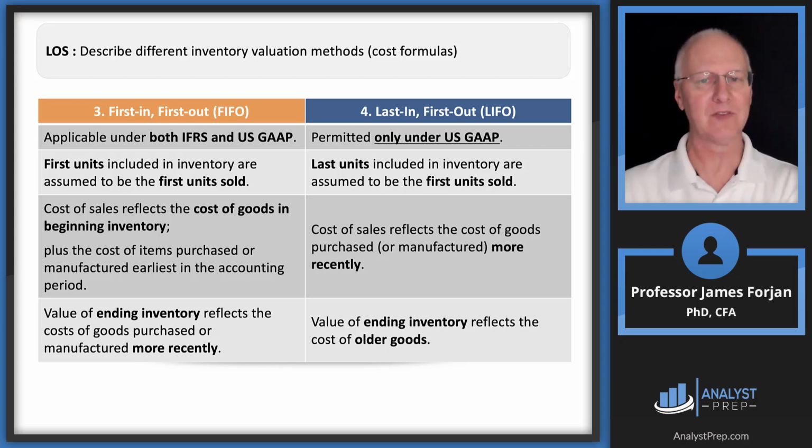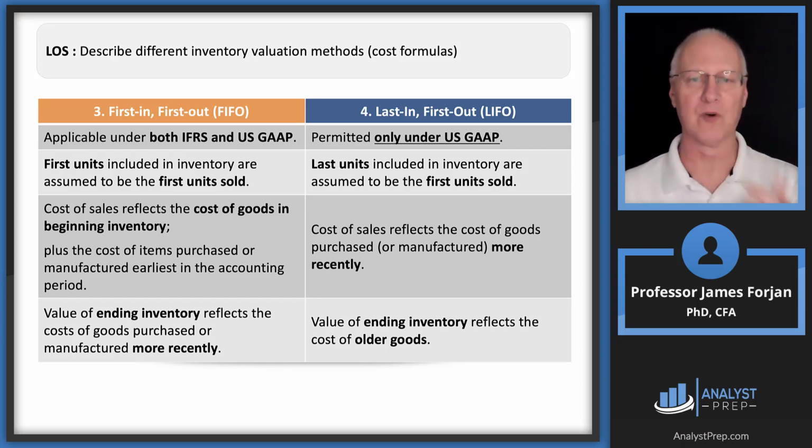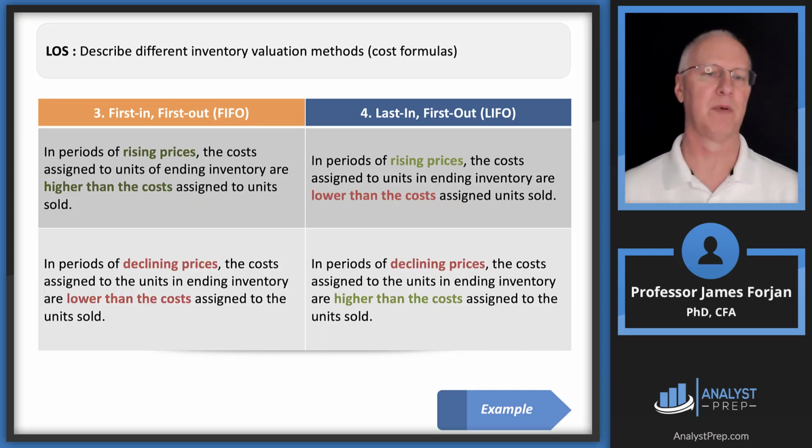If he picks up the last case over on the far right, that's the last one in, that's the first one out. So of course, the choice of these two methods is going to impact the financial statement. So look at that middle row. Under FIFO, the cost of sales reflects the cost of goods in the beginning inventory, right? So that was my $1 for my dad's case of beer. Look over on the right-hand column, the cost of sales under LIFO reflects the cost of goods purchased more recently. All right, that should make perfect sense.